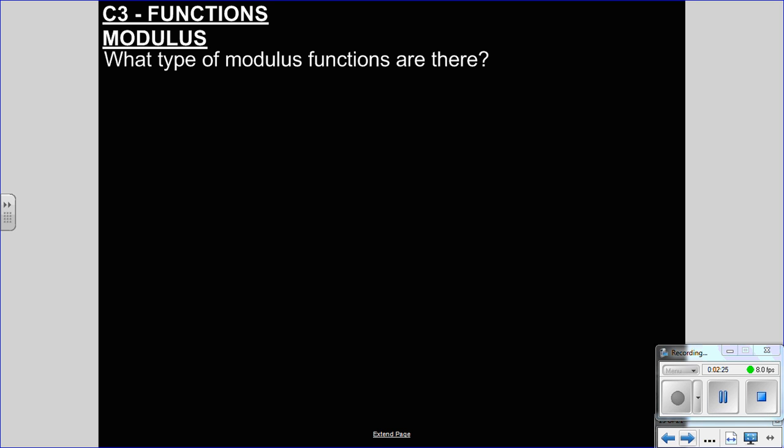Okay. What type of modulus functions are there then? Well, there are two. There is y equals mod f of x, and there is y equals f of mod x. You're going to see the difference between these two in a second. Essentially, if you look at this, you're saying that y is always the magnitude of the function, so all y values will be positive. Whereas here, you're saying all the x values, whatever.